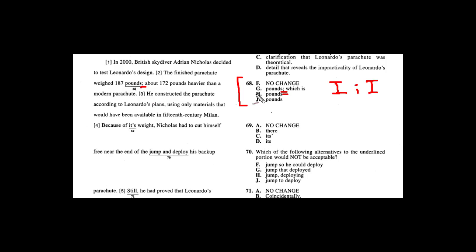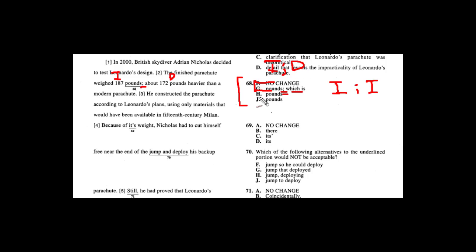So first of all, what you do is you check these two at the same time, F and G. In the beginning, it says the finished parachute weighed 187 pounds. That's an independent clause, okay? And then it says about 172, blah, blah, blah. That's dependent, okay? That's not going to work for F, no change. And then here it says which is 172 pounds. That's a dependent clause. So here, answer choice F and G have independent, dot comma, and then they have a dependent. That violates the dot comma rule, okay?